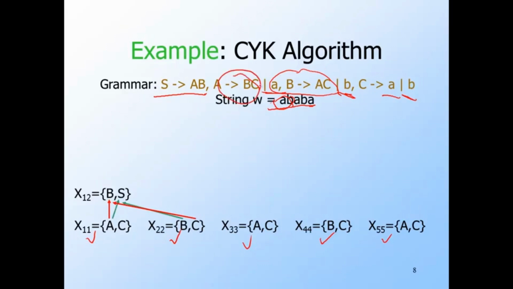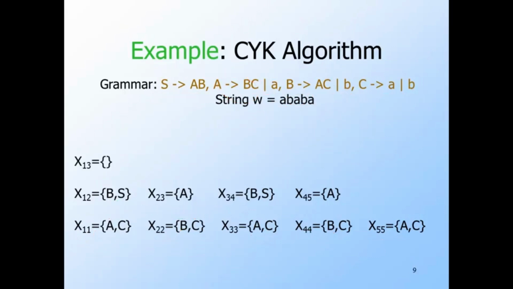That's this. In order for A to be in x12, we would need to find B in x11 and C in x22. The latter holds, but B is not in x11. Here are the other 3 sets for the row corresponding to the substrings of length 2. We'll leave it to you to verify that those are correct.